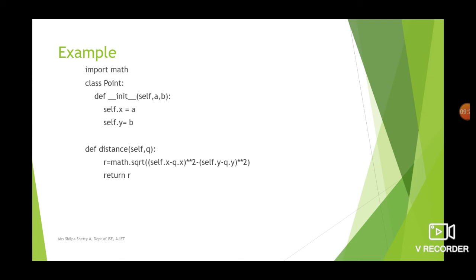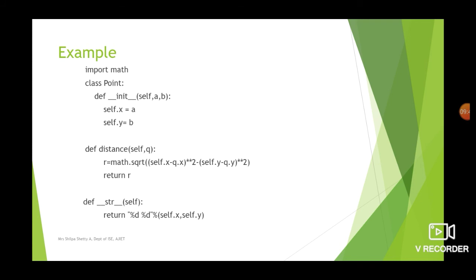Then we are finding the distance, as I told you, that is math dot square root of self dot x minus q dot x the whole square plus self dot y minus q dot y the whole square. Once the distance is determined between the 2 points, we will return the distance which is stored in variable r.